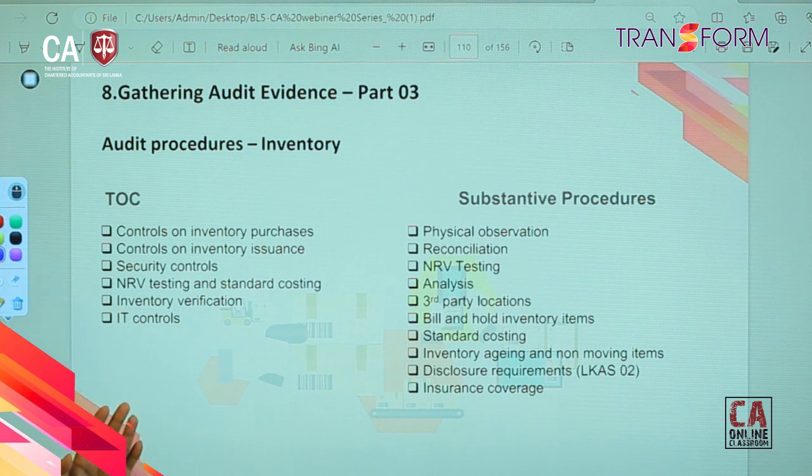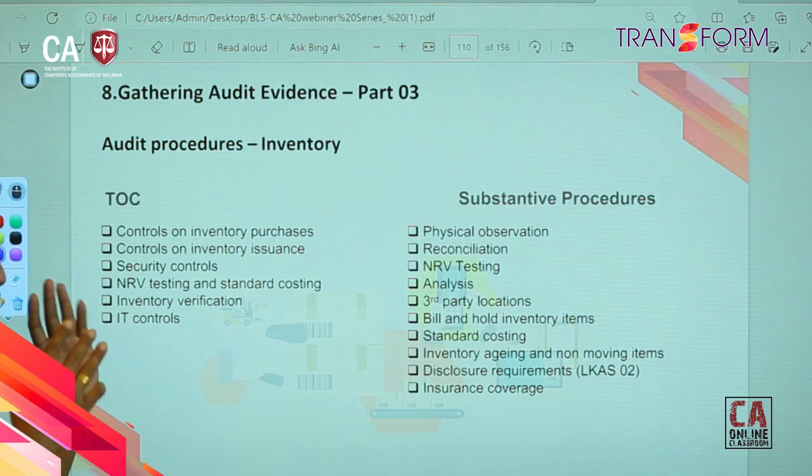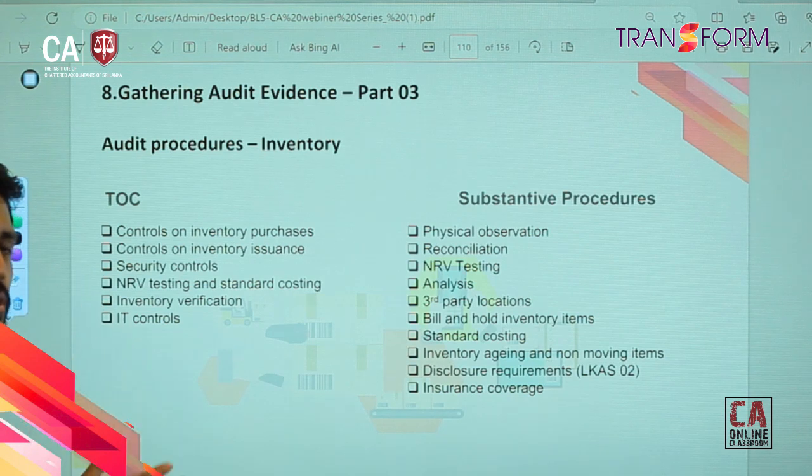with this understanding, process understanding and the accounting standard understanding, now you know about inventory balance particular to the company.